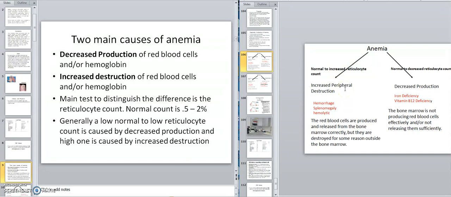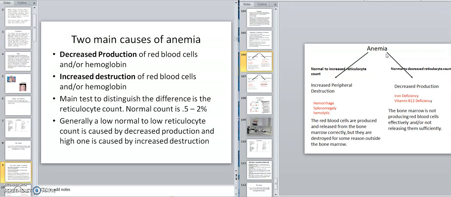The other reason is decreased production. That the bone marrow, for some reason or another, the red blood cells are not being produced at the proper rate in the bone marrow. Now, remember, we're losing about 2 million red blood cells per second. Just normal. Because they only live a certain amount of time, about 120 days plus or minus 20. So we're losing about 2 million per second. What does that mean? To keep the normal count, we have to be making 2 million per second.